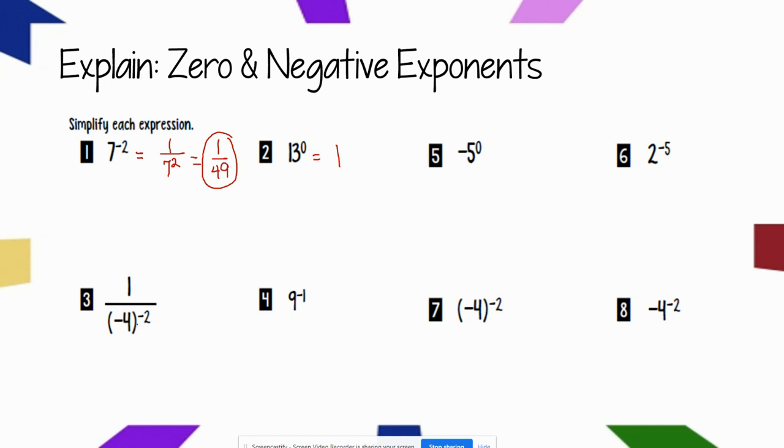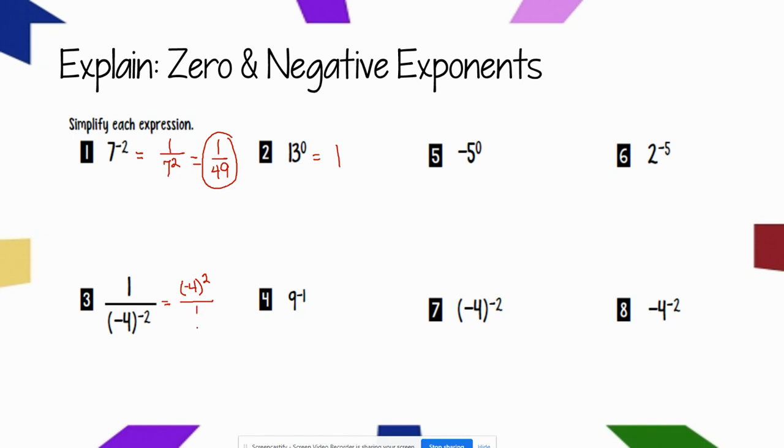For number 3, we have 1 over negative 4 to the negative 2nd power. Remember that if we want to get rid of a negative exponent, we need to flip it. Now, we have been flipping all of them into the denominator, but this one is already in the denominator. So to get rid of this, we actually need to move it to the numerator. So I'm going to move it to the numerator, and that's going to be negative 4 to the positive 2nd power, because as soon as I move it, it becomes positive.